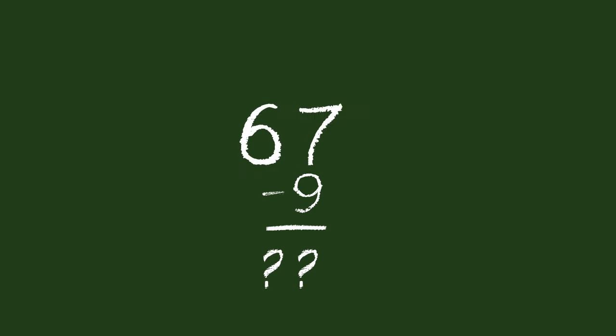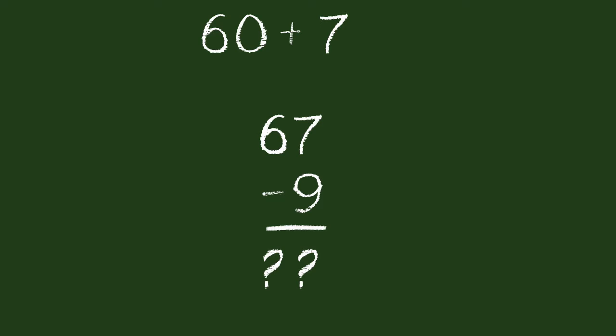Look at the 67. 67 is really 6 in the tens column and 7 in the ones column, or equal to 60 plus 7. We want to subtract 9 from the 7 of the 67, but can't since 9 is larger than 7. But 9 is not larger than 67. What if we borrowed 10 from the 60 in the tens column? This is how we do that.